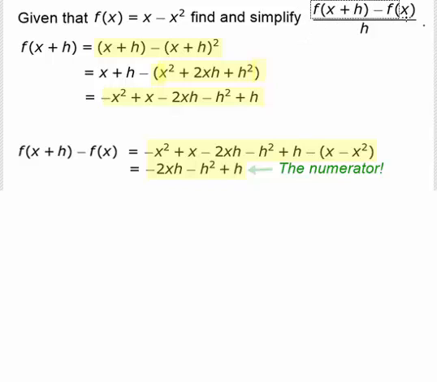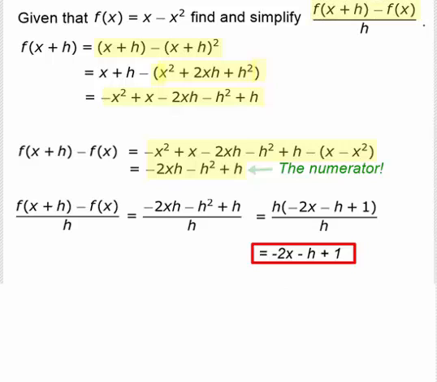We can plug that all in and put it all over h and then simplify it. So we get negative 2xh minus h squared plus h all over h, and then we can factor an h out, and then we can cancel out h's, and what we're left with is negative 2x minus h plus 1.